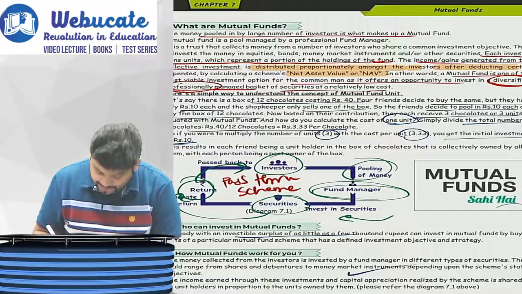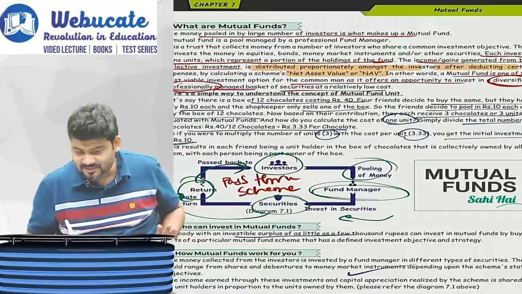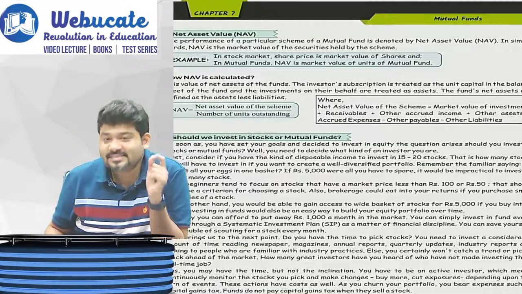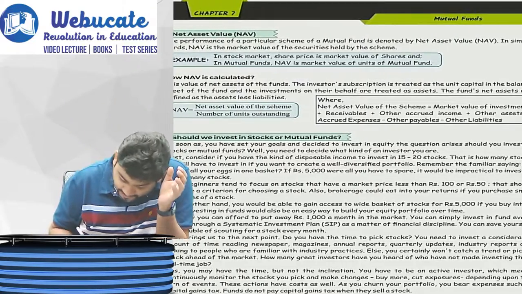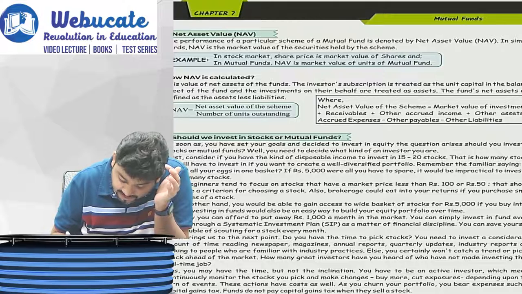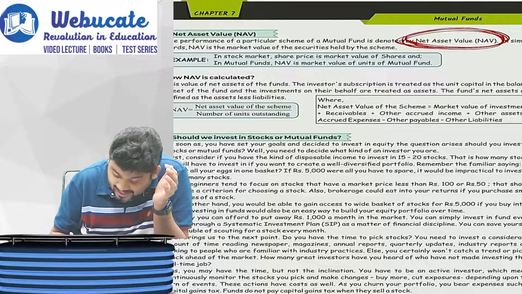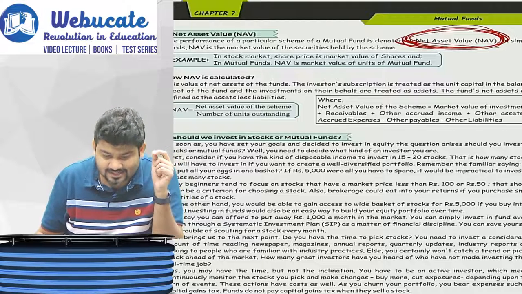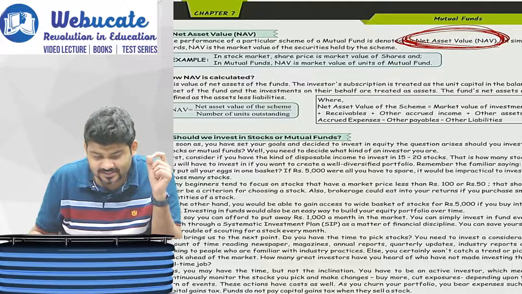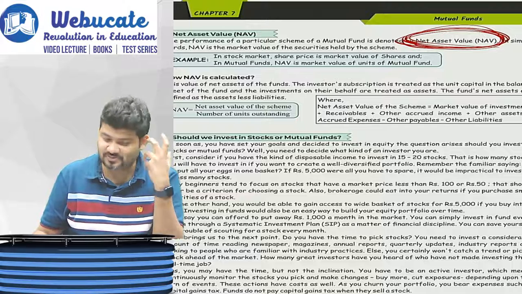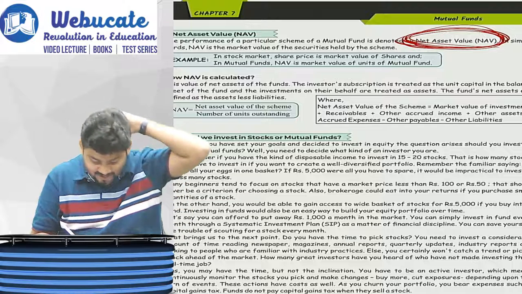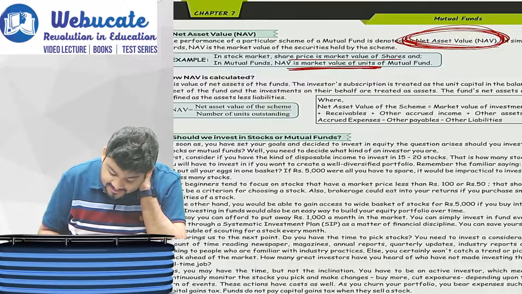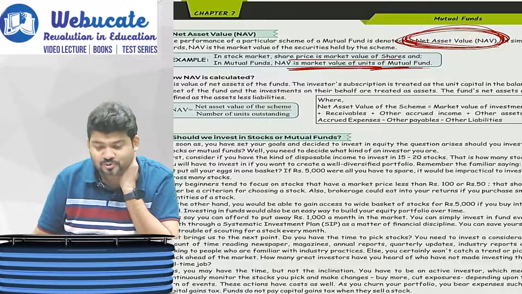How do mutual funds work for you? Now we are pretty much aware of this. You can read that. Now we have something called net asset value. The performance of a particular scheme of a mutual fund is denoted by net asset value. We have learned it in REIT, Real Estate Investment Trust. Very good. For example, in the stock market, share price is the market value. In mutual funds, NAV is the market value of units of a mutual fund.